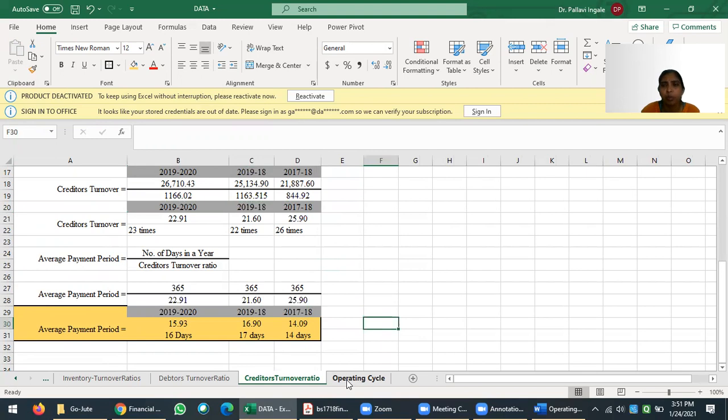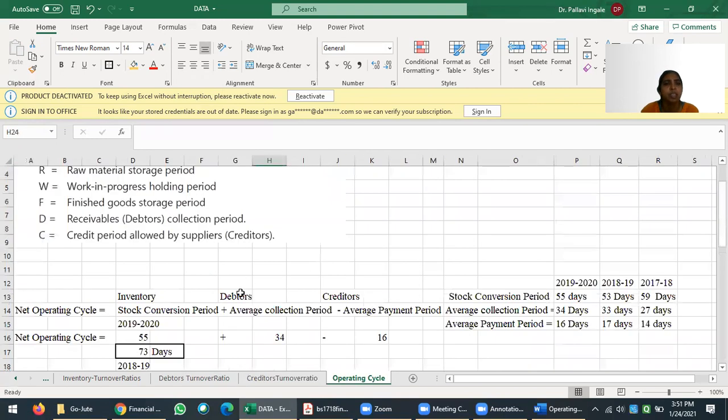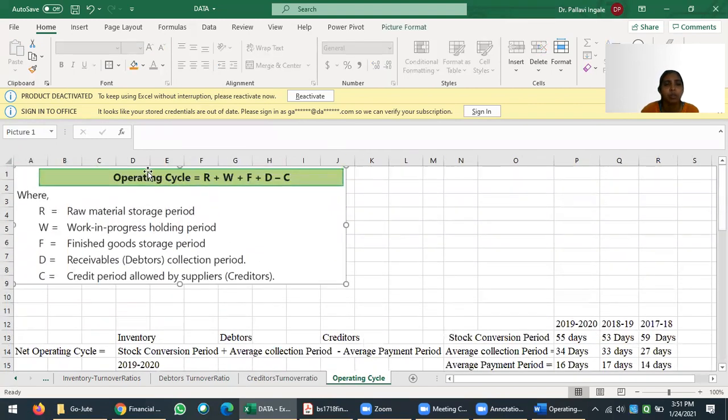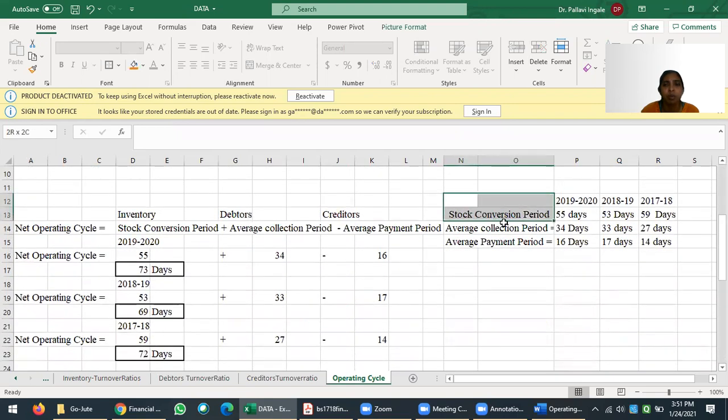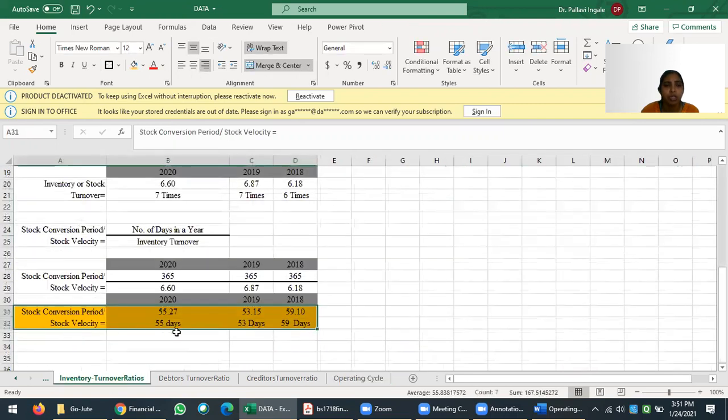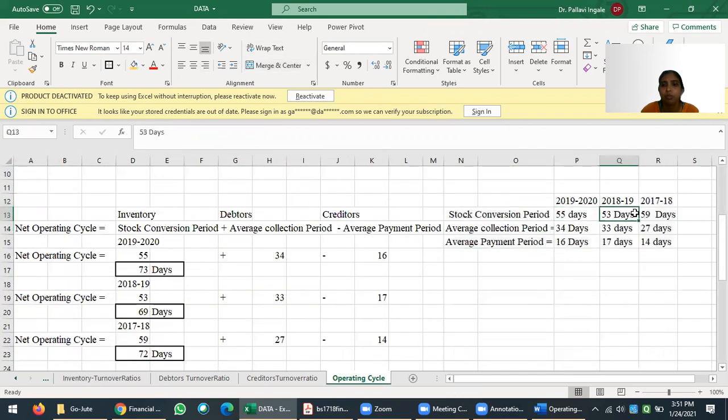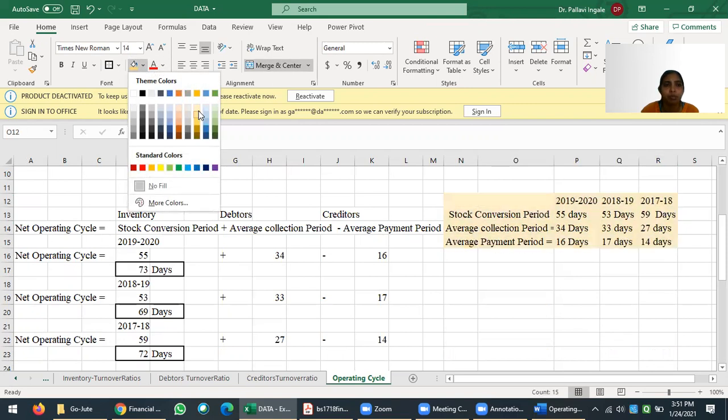So for calculating operating cycle, it's very easy. The formula is in front of you. This is the operating cycle formula. I have made the data here from the different sheets. I have just copy pasted 55, 53, 59, same, you can say 55, 53, 59, just to make it easy, that's why I have kept the data ready here.